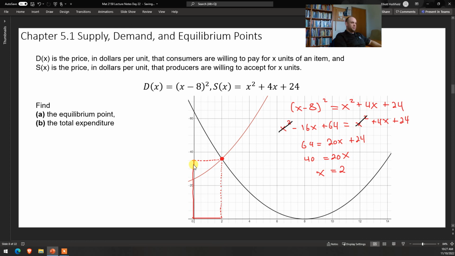Our total expenditure, assuming that the price will be set corresponding to this equilibrium point, is the amount the consumers are willing to pay for that many items produced, and is represented visually by the area of this rectangle.